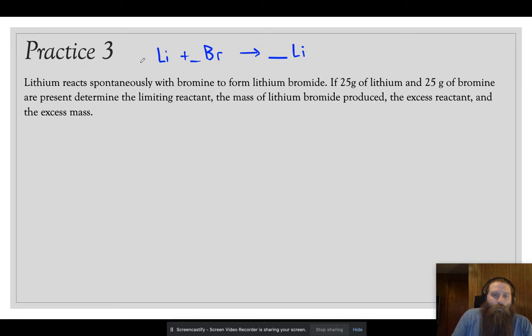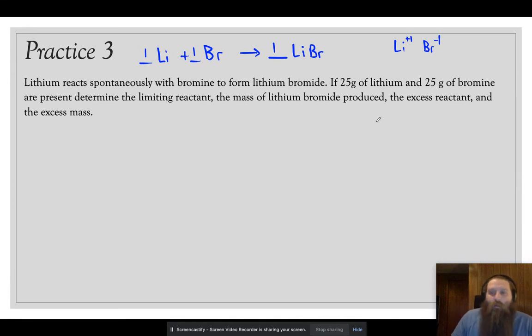And lithium bromide, we would do our cross-charge method to get. So lithium's +1, bromine's -1. So it's just going to be LiBr. Easy reaction to balance, right? All ones. So there we are. Li plus Br yields LiBr, lithium bromide.